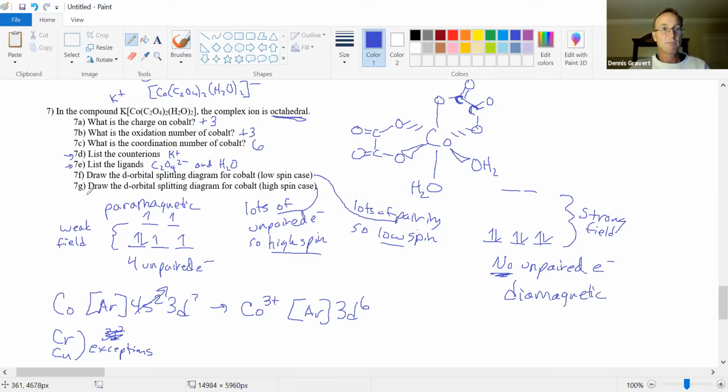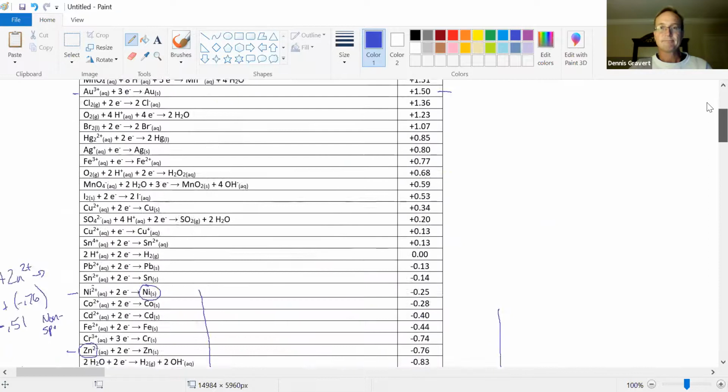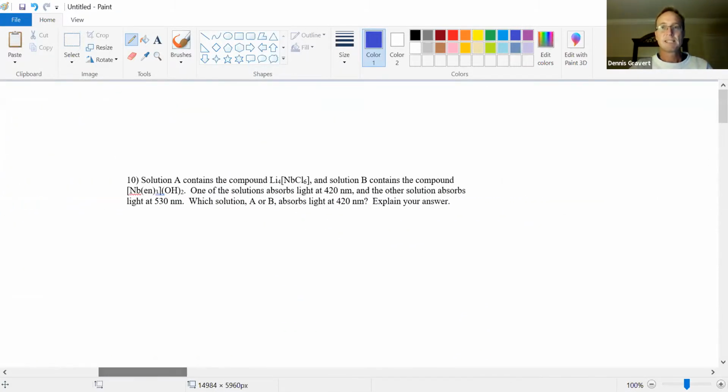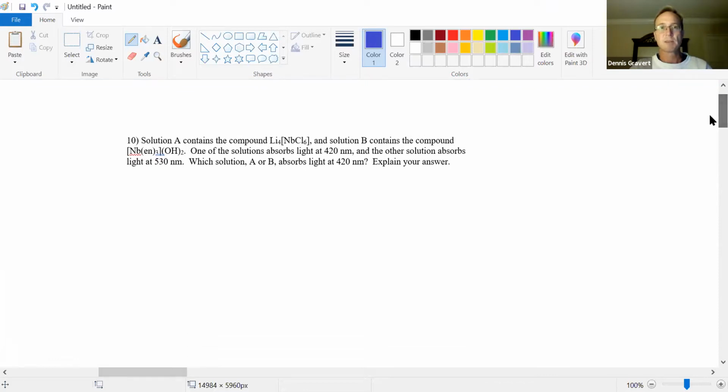I think we got them all. 7 had a lot of parts, but we got through them all. Cool. Up and over. 10, more about transition metals.